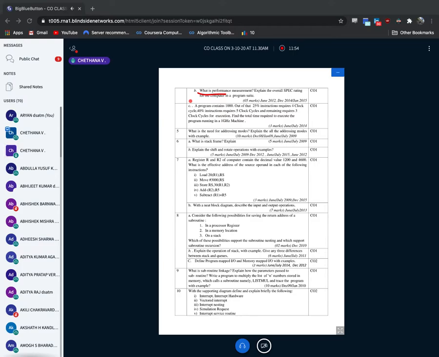SPEC rating is equal to what? And the formula I have to write is the product, pi, from i equal to 1 to n. And that definition, what's the meaning of that? In a simple way you have to give the answer for that.